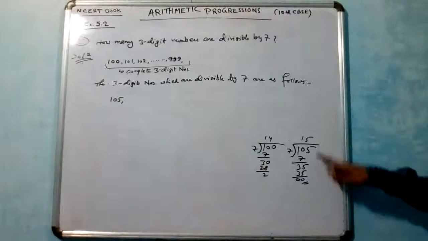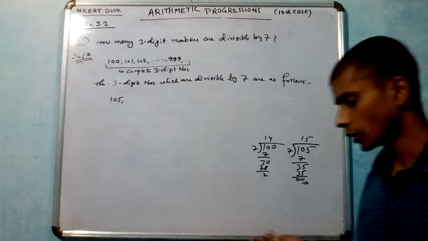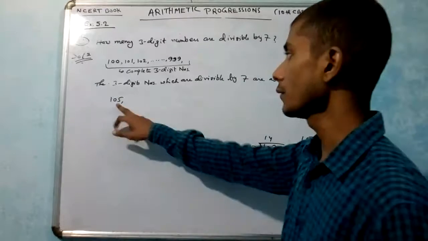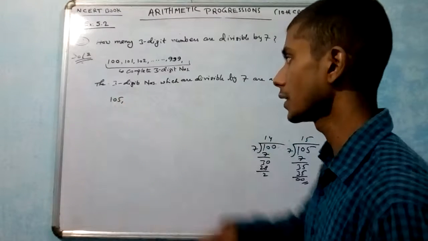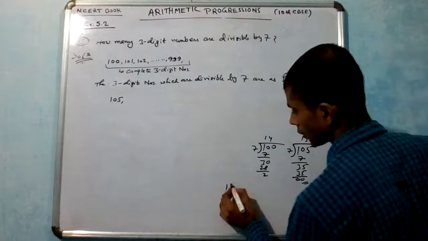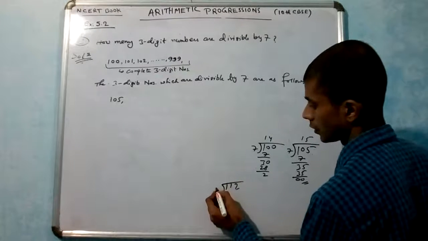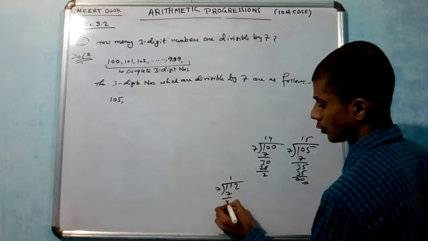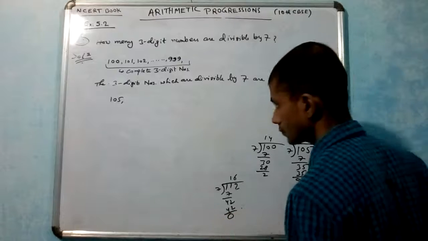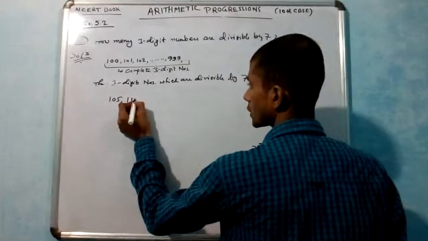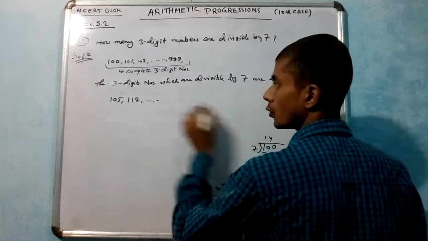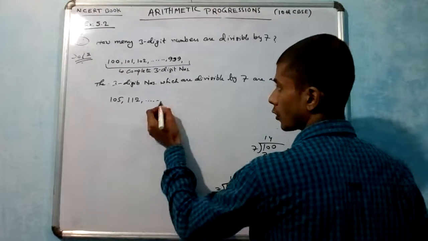What will be the second one, can you tell? 106, no. 107, no. 108, no. So if we add 7 to 105, we get 112. 112 is the next term. 7 1s are 7, 4, 42, 7 6s are 42, 0. Okay, so 112 will be the next term. Likewise, it will go. Okay, dot dot dot.